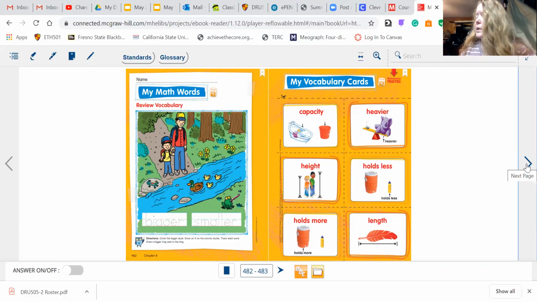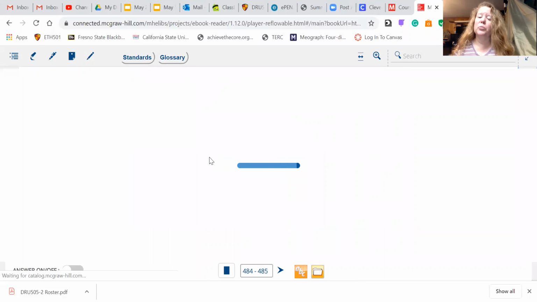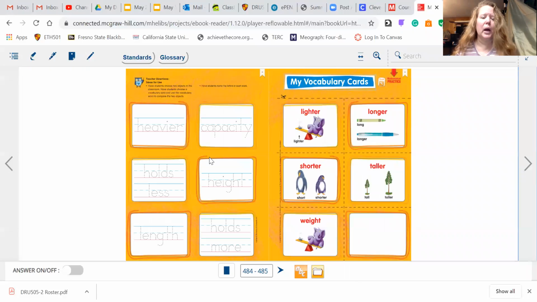All right, so for the next 2 pages, I cut them out. And this way I can look at them during the lesson, but you can leave it together as one page. Not only does it have a picture to identify what we're talking about, like capacity here, but it also has a place for them to write the word or trace it on the back. So I want them to practice writing out these words. These are all words that we use in math when we're talking about weight and measurement.